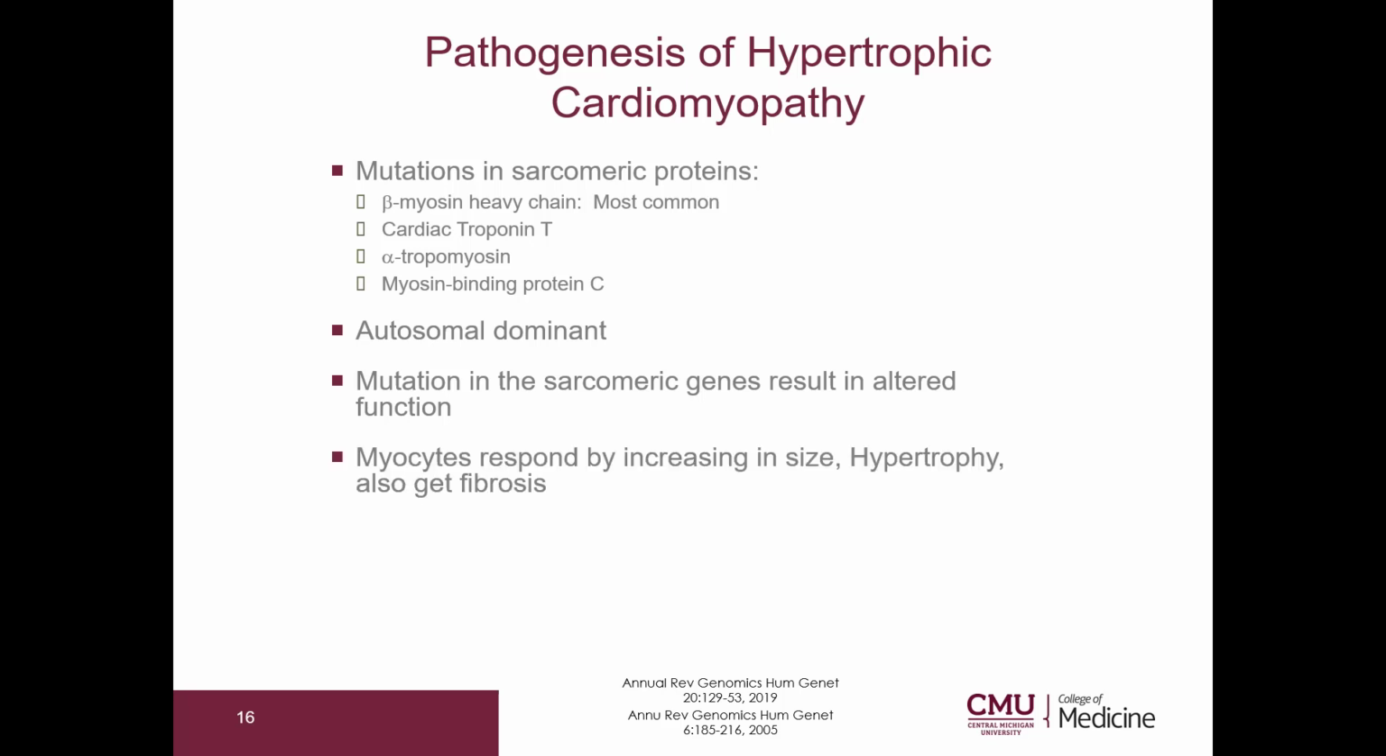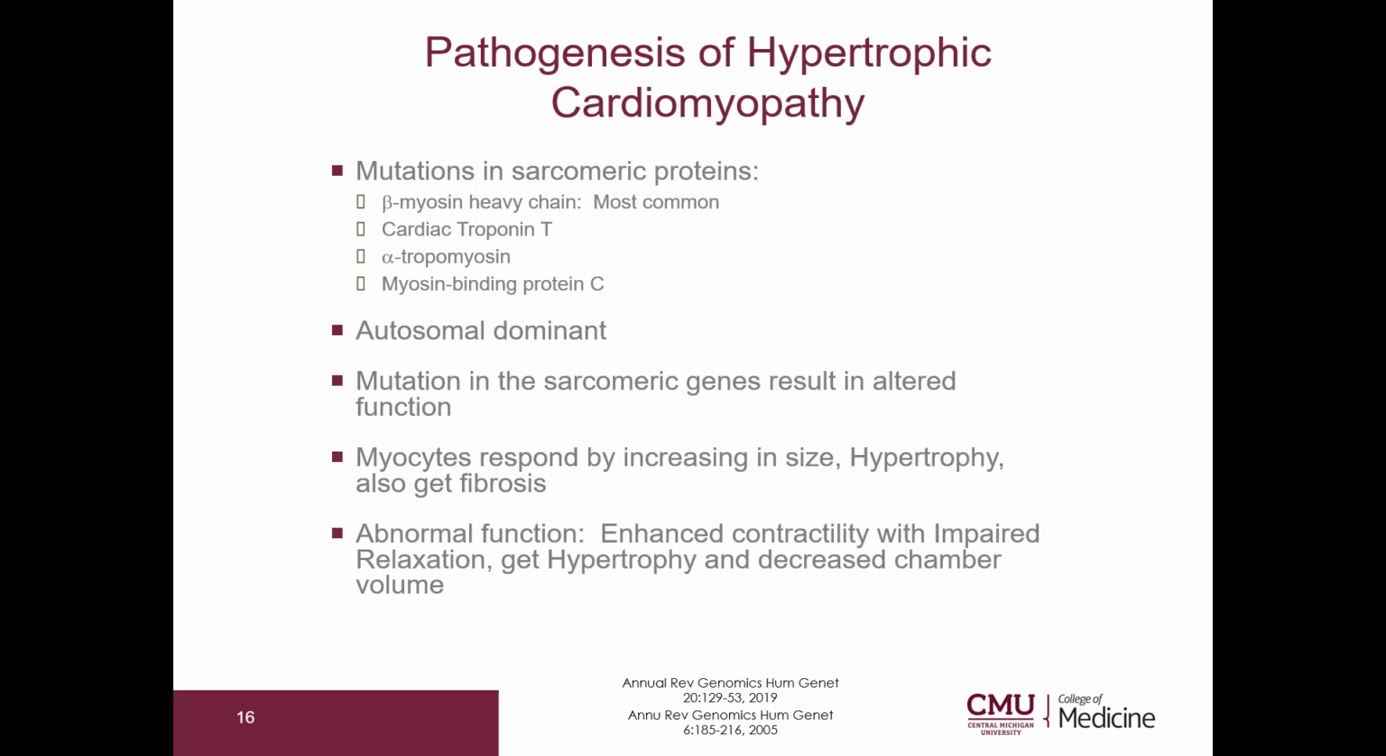The myocytes respond by increasing in size, which we call hypertrophy, and you can also get fibrosis. The abnormal function will cause enhanced contractility with impaired relaxation. You will get hypertrophy and decreased chamber volume.